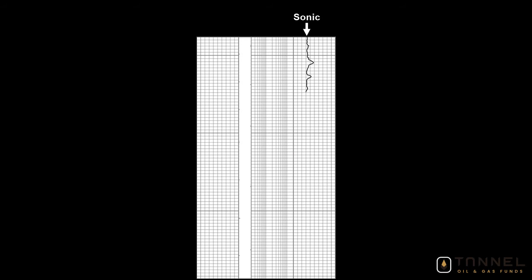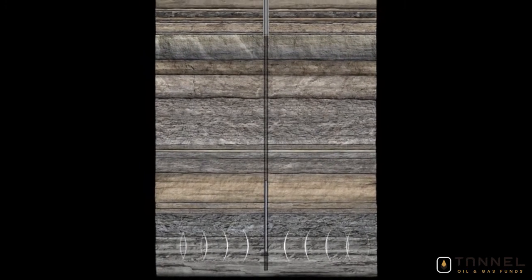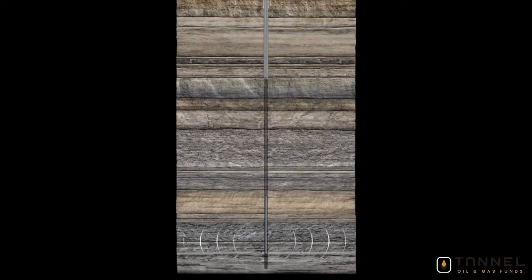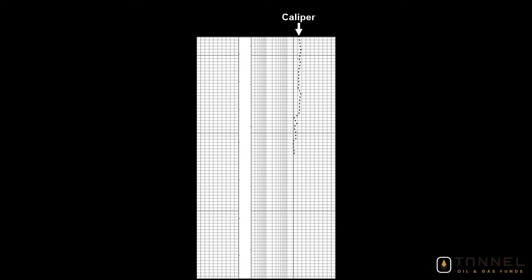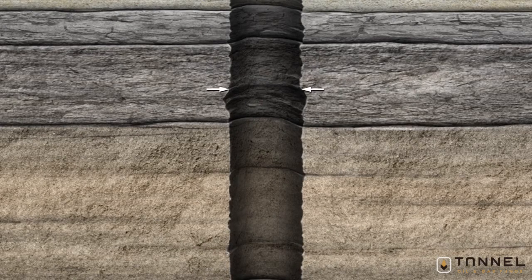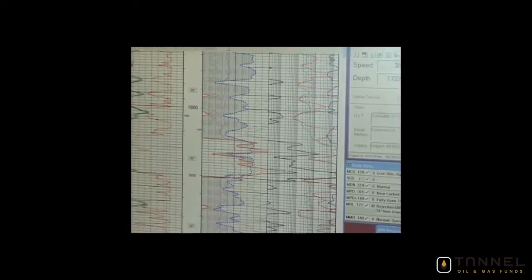The next curve represents the measurements taken by the sonic tool. It shoots sound waves into the formation and records the time they take to return. Dense rock will have a faster travel time, while porous rock will be slower. Finally, on the left edge of this section, we see the reading from the caliper tool, which measures variations in the size of the wellbore. These variations can affect the accuracy of the other tools on the probe. So based on this measurement, the computer recalibrates the readings from the other tools as necessary.